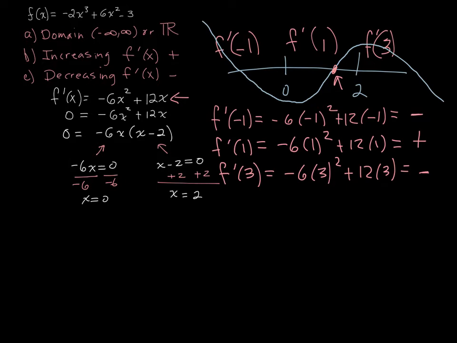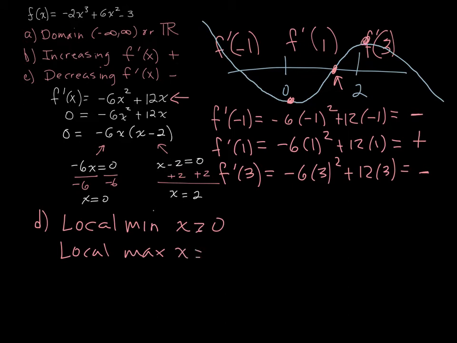All right, so keeping with the design, then D asked me for extreme values. Well, going back up here, I can certainly see I'm going to have a local min and a local max. So my min is going to be at x equals 0, right? And then my max is going to be at x equals 2. Well, I want to evaluate those. I want to find the y values, so I go back and I plug them into my original function.